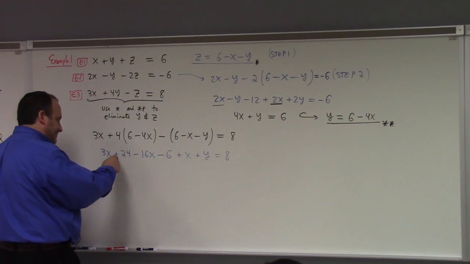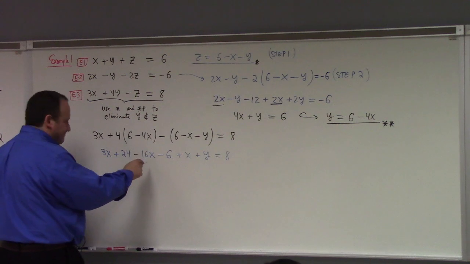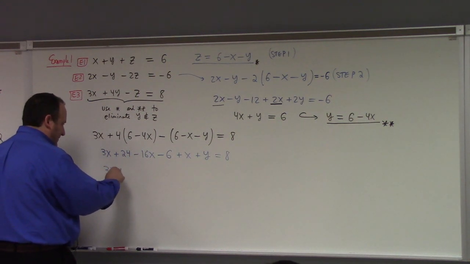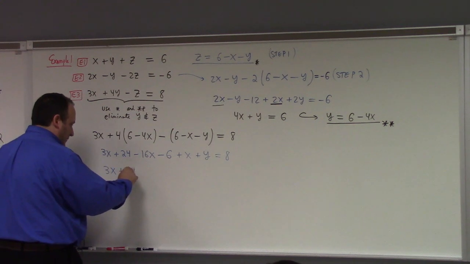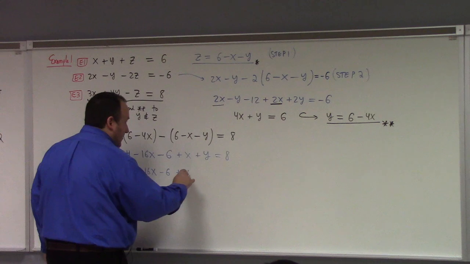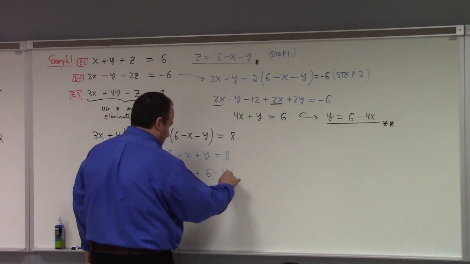It should be fine, you just need to substitute the y. Right. Let me do that first and then I'll clean it up. 3x plus 24 minus 16. I'm just copying it down again like a dummy. y is 6 minus 4x equals 8.